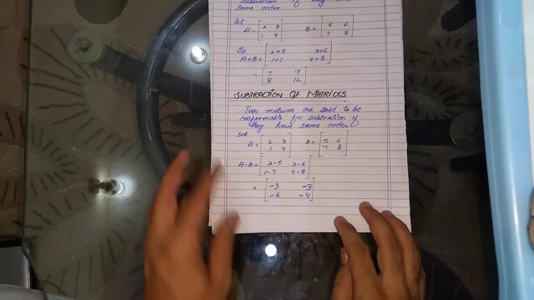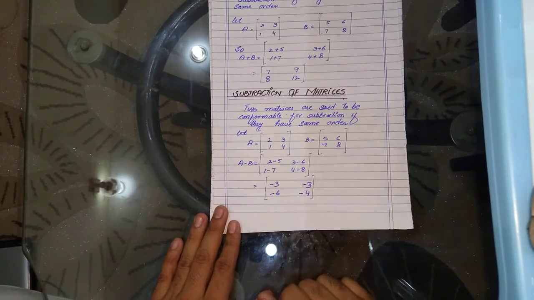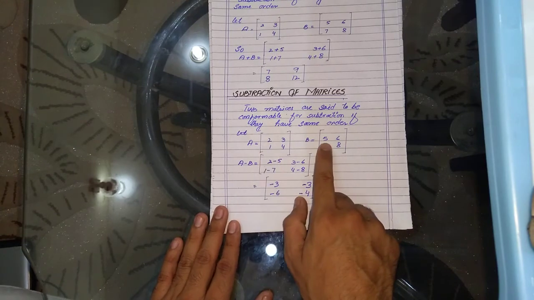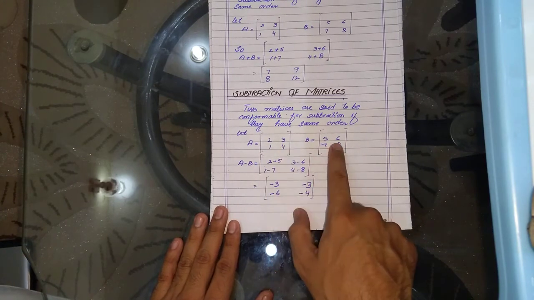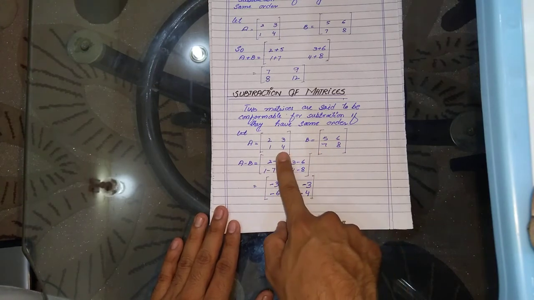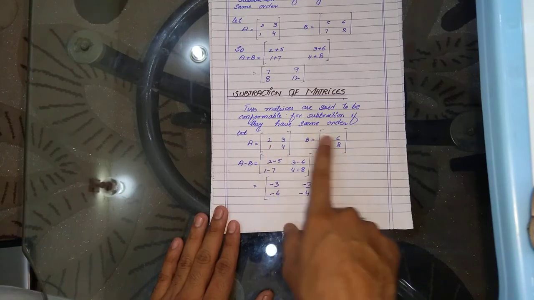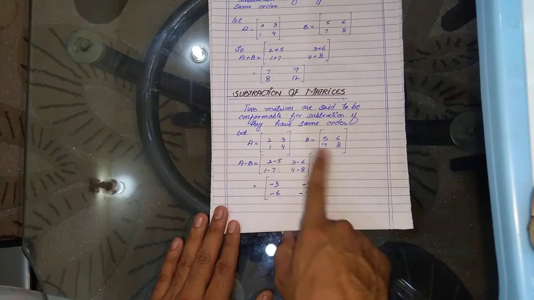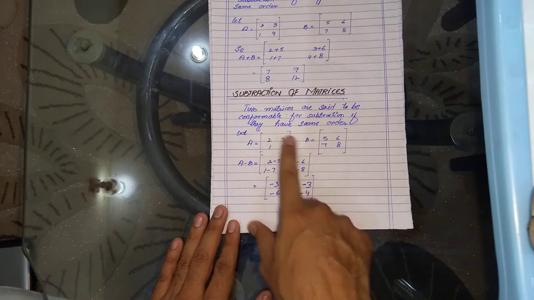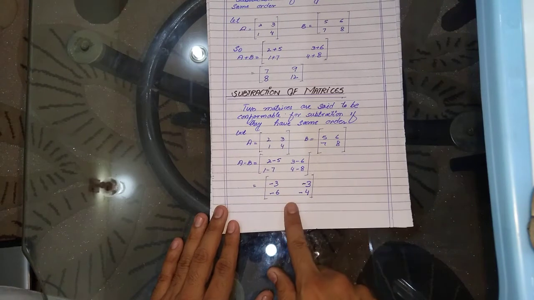Now look here, student. Again we have the same matrices with the same order 2 by 2. Now how to subtract them? Again, 2 and its corresponding entry is 5. 3 and its corresponding entry is 6. 1 and its corresponding entry is 7. Similarly, 4 and its corresponding entry is 8. You have to subtract 5 from 2, 6 from 3, 7 from 1 and 8 from 4. Look here, student. 2 minus 5, 3 minus 6, 1 minus 7, 4 minus 8, and this is your resultant matrix.